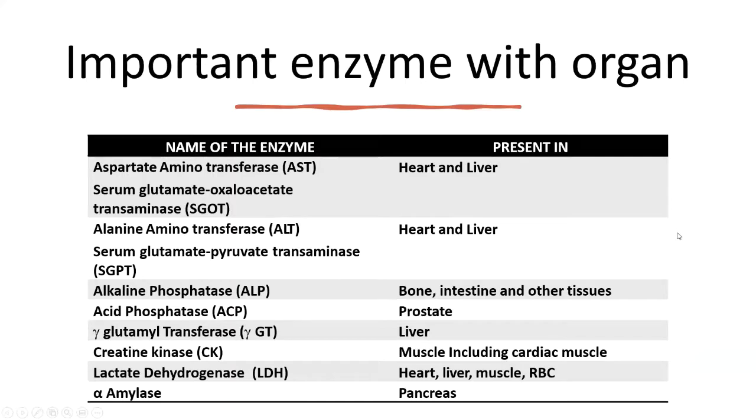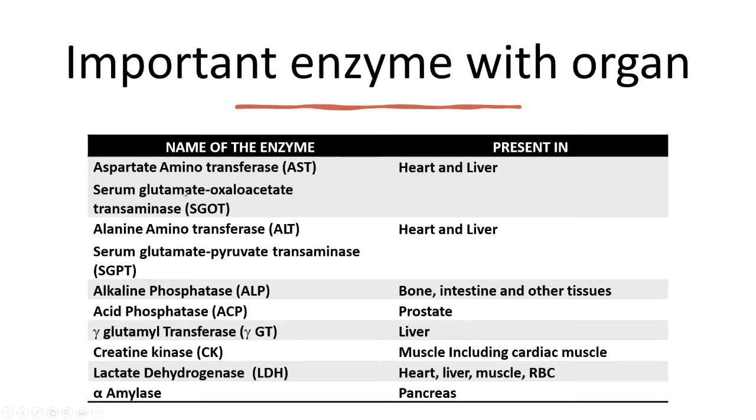There are various important enzymes related to specific organs. SGOT or AST, it is the same thing, is generally present in the heart and liver. ALT is also present in the heart and liver. GGT is present in the liver. Acid phosphatase is present in higher concentration in the prostate. Alpha amylase is present in the pancreas. So there are a lot of enzymes which are particularly present in certain organs.